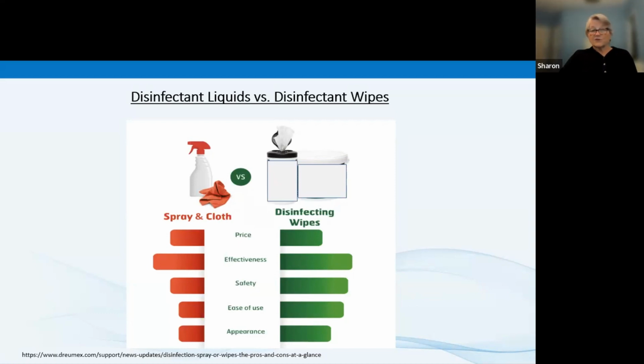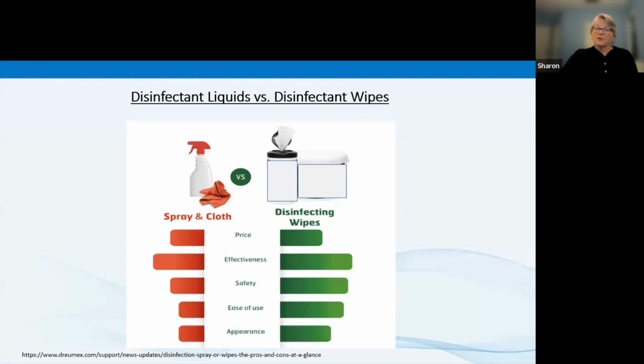Now, some things to consider with sprays. Price. Yes, they can cost less. Effectiveness. Mixing. If the product requires mixing of chemicals, you need to train your staff how to do this correctly so the effectiveness of the disinfectant is accurate. Safety. Personal protective equipment. If you're mixing chemicals and not wearing appropriate PPE during mixing, you could put yourself at risk for a chemical exposure to your skin, eyes, or respiratory tract. Inhalation. There's also the risk of inhaling chemicals that are released into the air when you use that spray disinfectant.